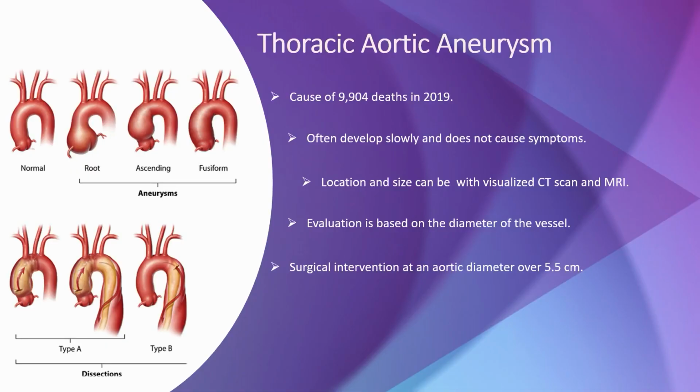So, as the presenter before said, thoracic aneurysm has been the cause of 10,000 deaths in 2019. It is very asymptomatic. It is very difficult to prevent, and this is part of our research in Cassis. The evaluation of a thoracic aneurysm is based on the diameter of the vessel, and this parameter is very difficult to assess due to the morphological and physical factors of the patient.